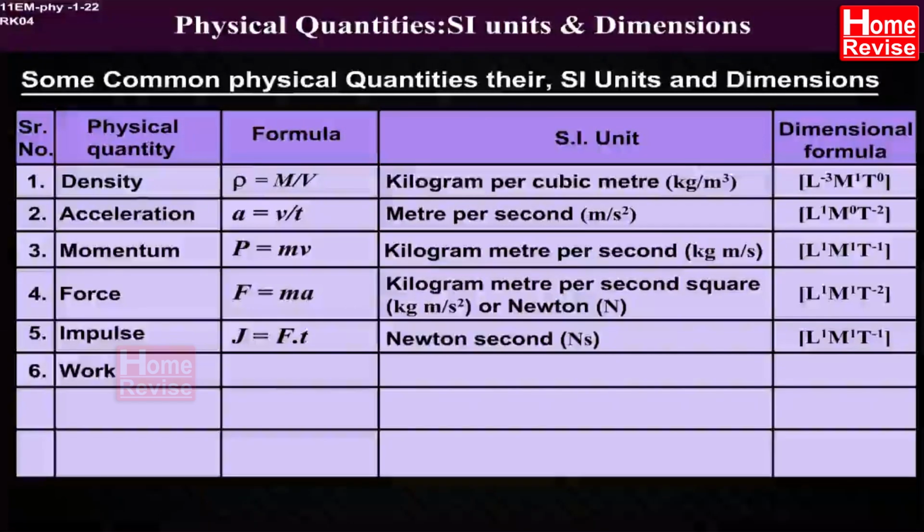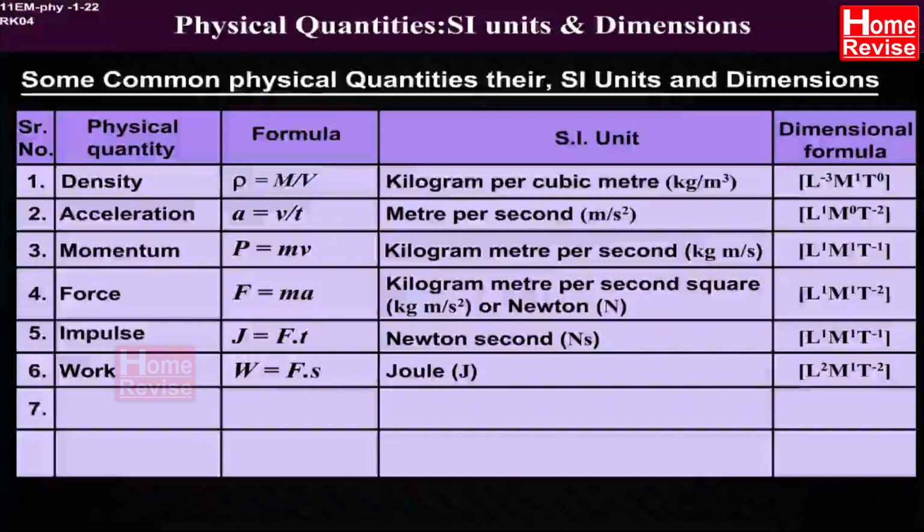6. Physical quantity, work. Formula: W is equal to Fs. SI unit, joule, J. Dimensional formula L^2 M^1 T^-2.